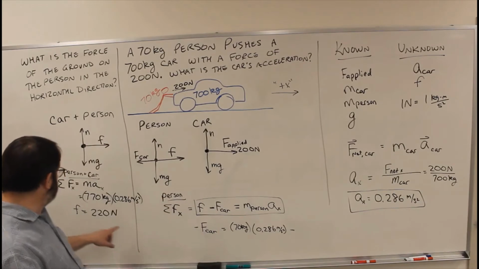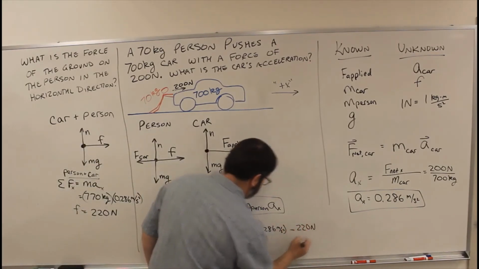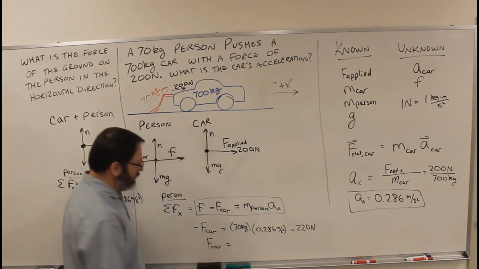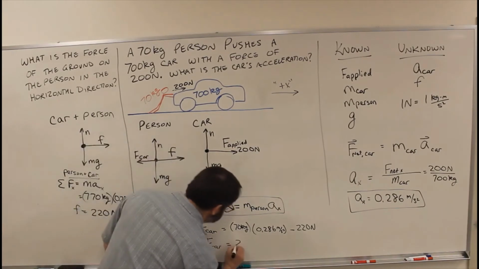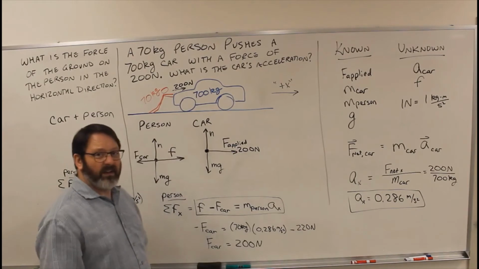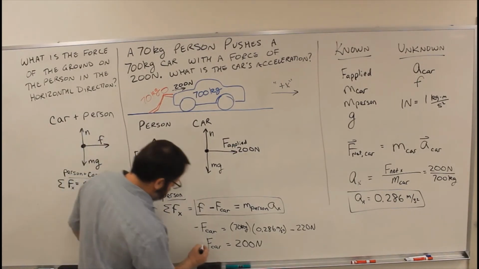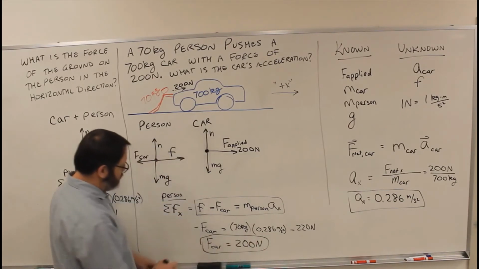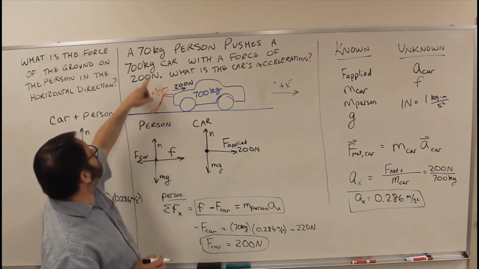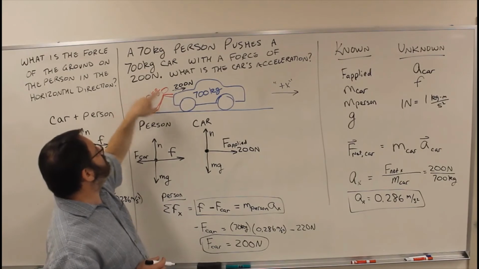Subtract F from both sides. And F was 220 newtons. So that means the force of the car on the person is 200 newtons. So this is the force from the car on the person, 200 newtons. And that's really interesting because a 70 kilogram person pushes a 700 kilogram car with a force of 200 newtons.